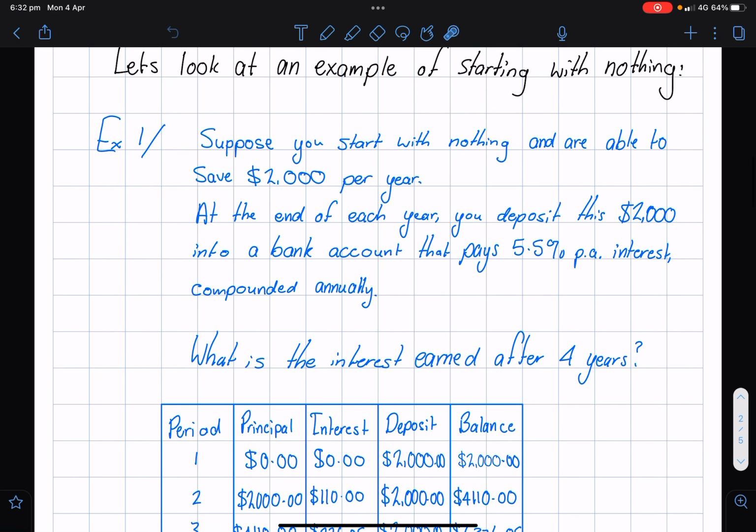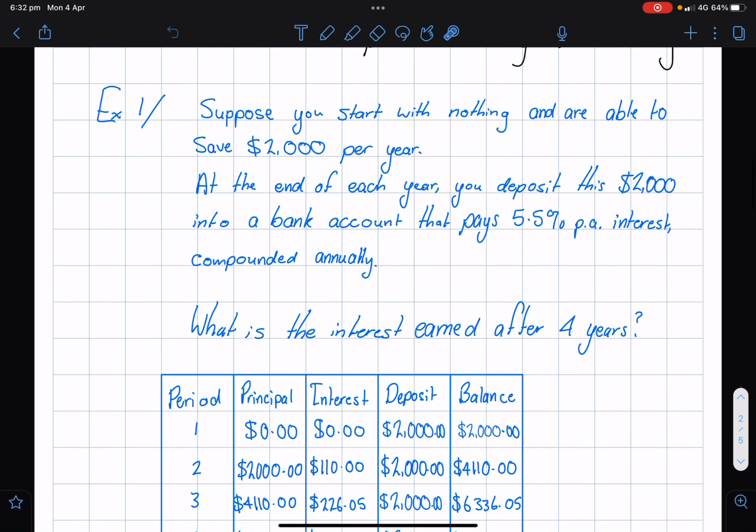Period 2, so we're starting with $2,000. When we calculate that interest, using our compounding interest formula, we make an interest of $110. We're also adding another $2,000 to the balance. So all up, we have $4,110. We're now going to use that $4,110 as our new principal value in period 3.